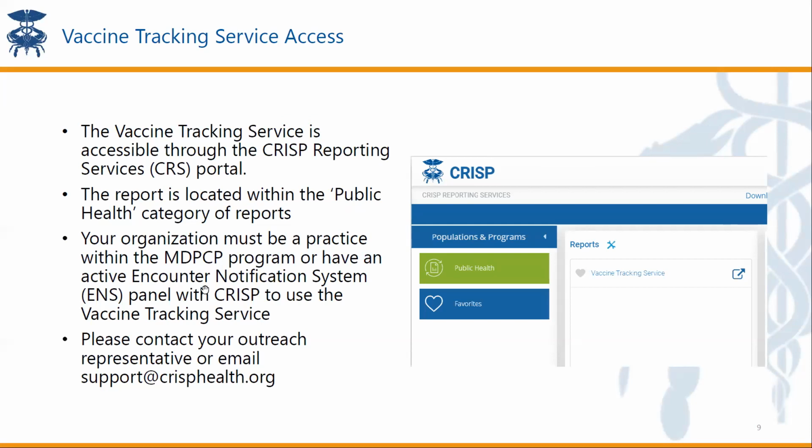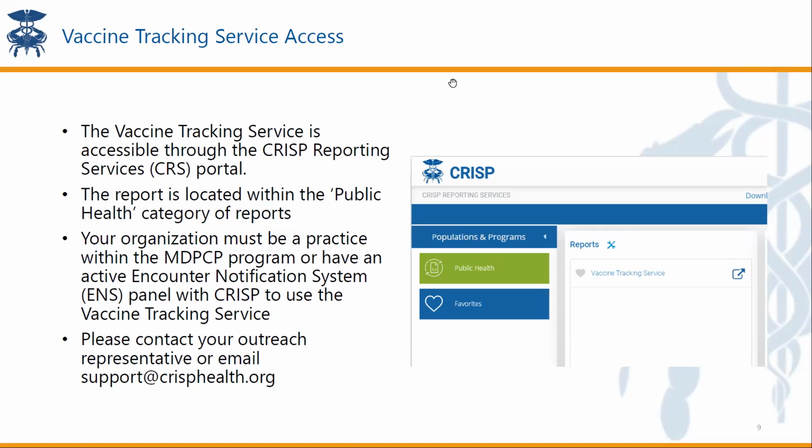When you click into that, it will display all of the public health reports that you have access to. What you're looking for is the one labeled vaccine tracking service, and then you can click into that box and arrow icon to go ahead and launch the application.